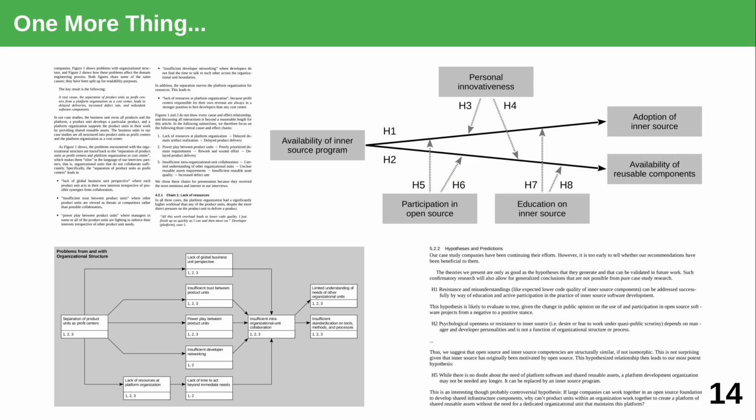Here again, the four ways that we discussed of how to present theories. Now, is there something missing? Does it make sense?